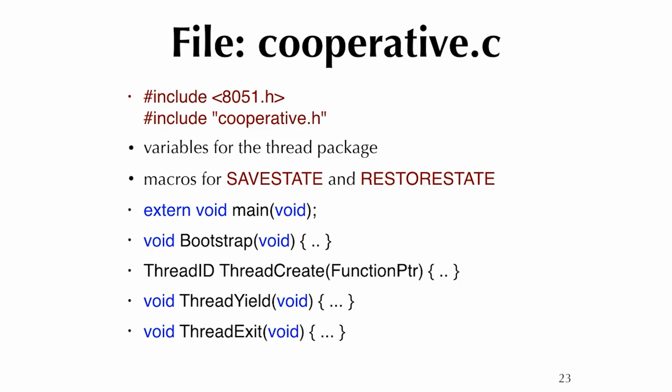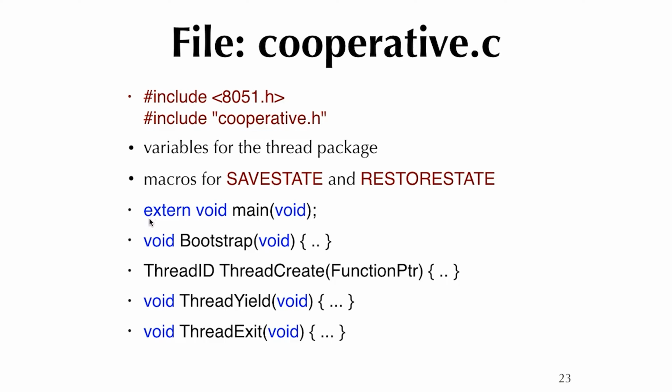Okay, now cooperative.c looks kind of like this. So this is the implementation of your bare bones threads package. It does the #include of 8051.h and cooperative.h, and then declares a number of variables, as much as you need or as little as you need for the threads package itself. Now, two macros are defined only within cooperative.c. They are named save state and restore state. You might call them save context and restore context, either way. But I just thought save state, restore state would be okay.